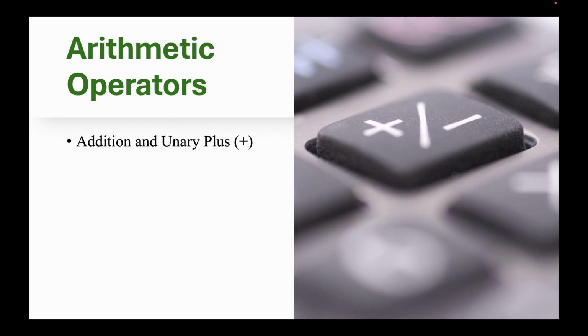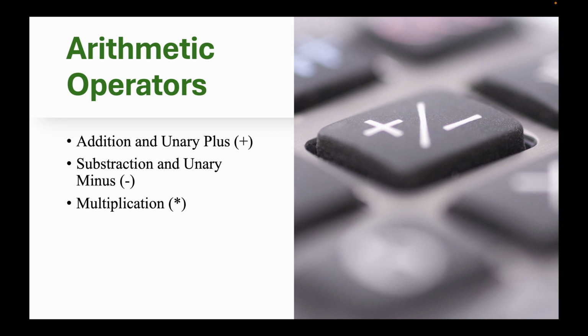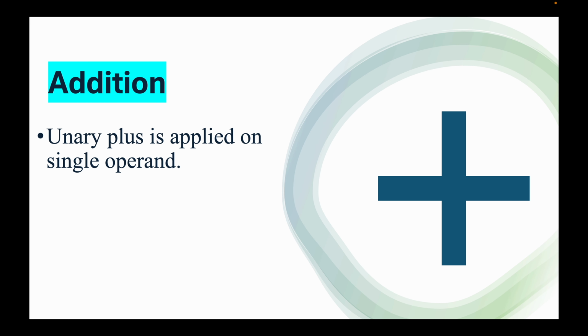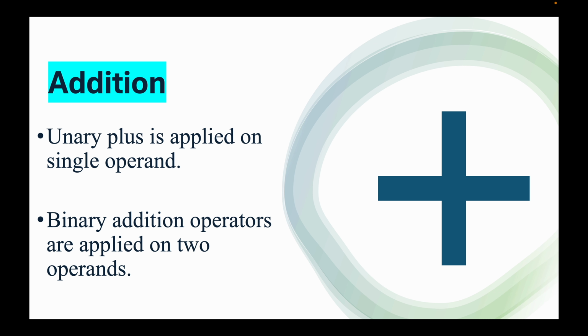The types of arithmetic operators are addition and unary plus, subtraction and unary minus, multiplication, division, floor division, modulus, and power. Now let's discuss each of these operators. First is the addition operator. In the addition operator, we have unary plus, which is applied on a single operand, whereas the binary addition operators are applied on two operands. Now let's go and practice in Jupyter Notebook.